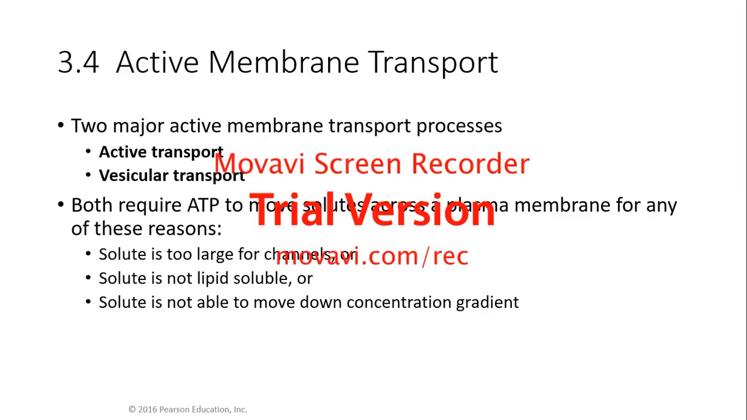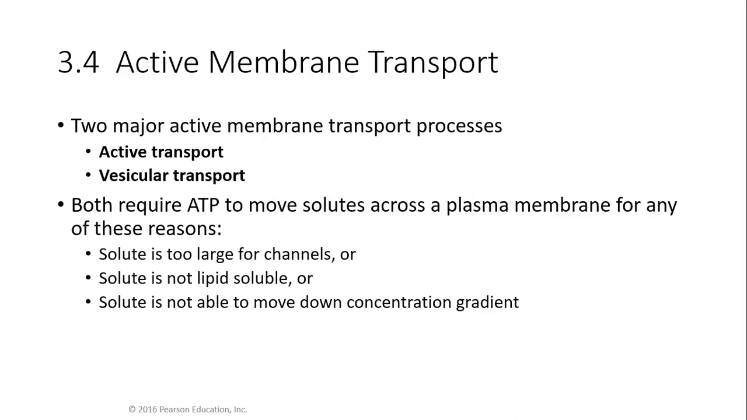You would think, well, why do you want to go from low to high? It's because a lot of times the cell wants to concentrate certain things inside of the cell. So a lot of times it has to do this by going against the concentration gradient. So it has to go from low to high.